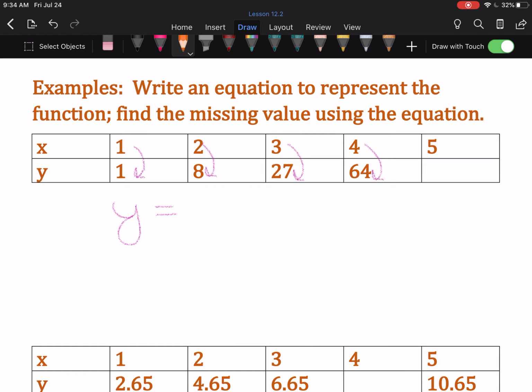How else can 2 become 8? Well, we could be multiplying it by 4. Well, what's 1 times 4? 4. I need it to be 1. So times 4 isn't going to work either. How else can 2 become 8?